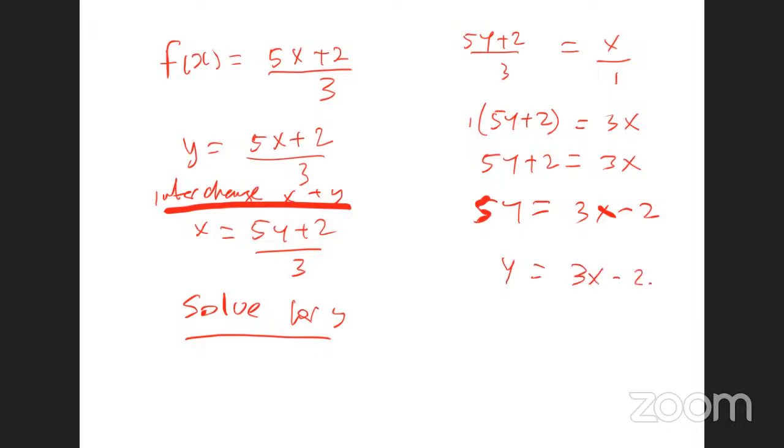Nice. You remember that? 3x minus 2 is 5, right? So that is the inverse. So those are your steps. Let y equal to the function. Interchange x and y. Solve for y. That's one. Now let's do a harder one.